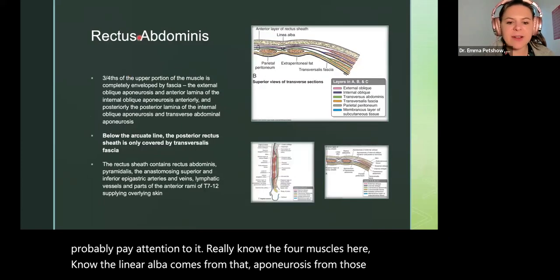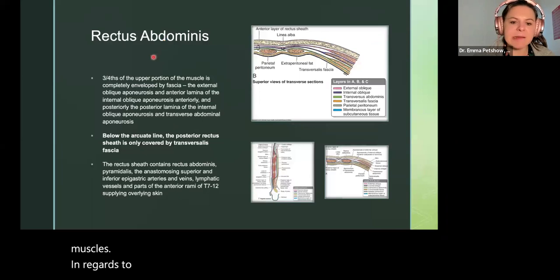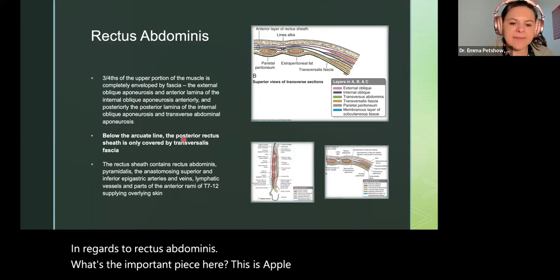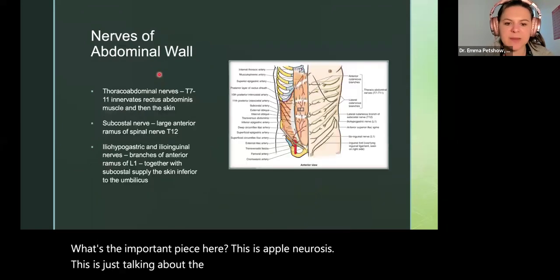In regards to rectus abdominis, what's the important piece here? This is aponeuroses. This is just talking about the sheaths. I think that's pretty self-explanatory.